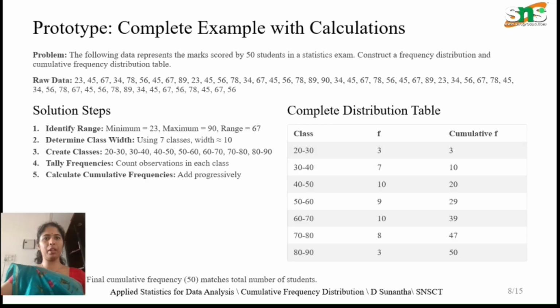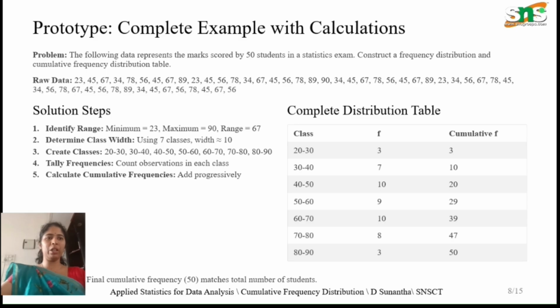Next is the prototype part, in which suppose 50 students' scores are collected. First we find the minimum and maximum value. For this, we first calculate the range by classifying it in class intervals. We have to make the raw data into grouped data first, in terms of intervals from 20 to 30 till 80 to 90.